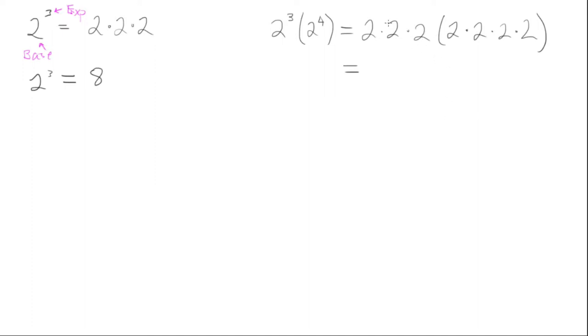Or we could just realize that what we have now is 7 twos all being multiplied, because what we have right here is a multiplication, so it would be like another dot or whatever multiply symbol you want to use. So that's 2 to the power of, and I almost wrote 16, but it's 2 to the power of 7 because there are 7 twos. So the exponent rule, when you are multiplying, you add your exponents, because 3 plus 4 is 7.